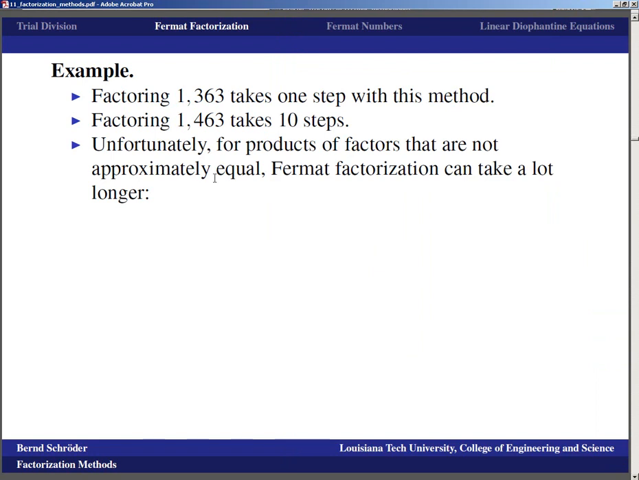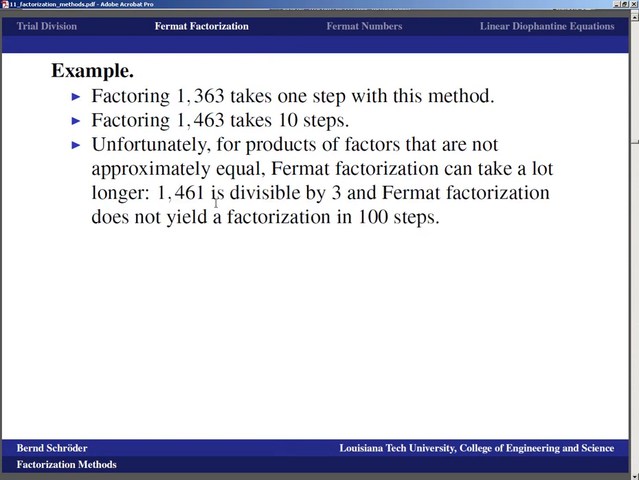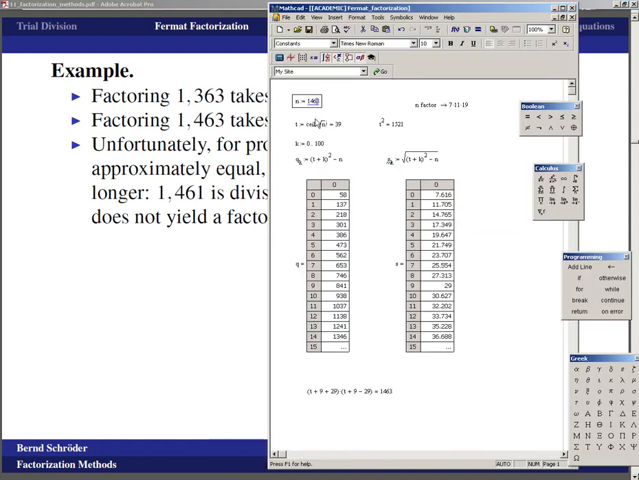However, if you are having products of factors that are not approximately equal, this Fermat factorization can take a lot longer, because after all, we're starting with the situation that the factors are approximately equal, because we're starting around the square root of n. And so, for example, 1461 is divisible by 3, which is about as easy as it comes, right? And Fermat factorization doesn't yield a factorization in 100 steps. So 1461, well, that's 3 times 487.